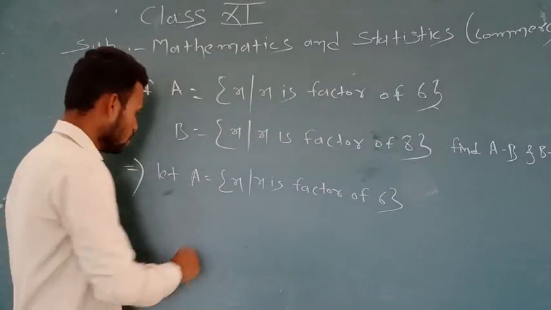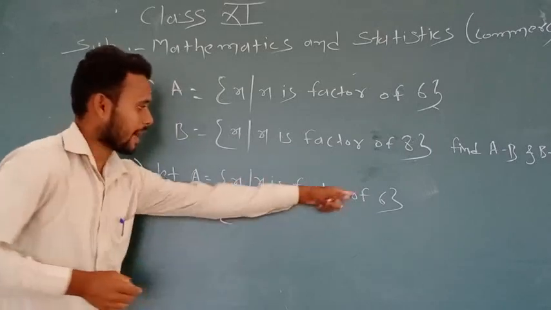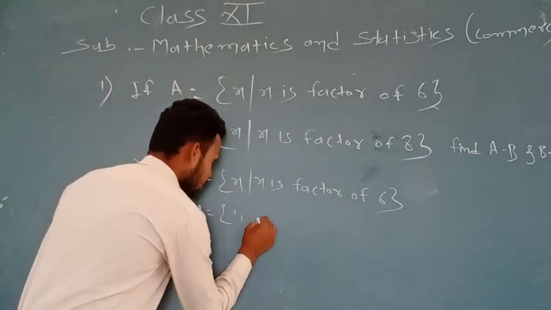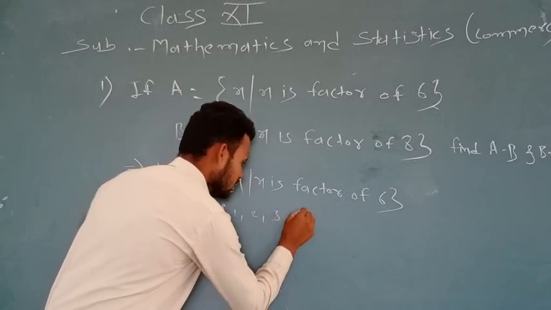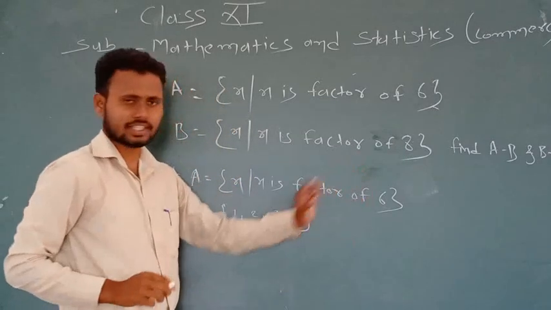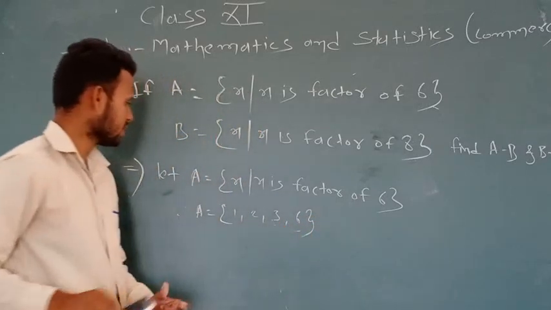Factors of 6. Therefore A is equal to the set containing the factors of 6. Which ones? 1, then 2, then 3 and 6. These are the factors of 6.